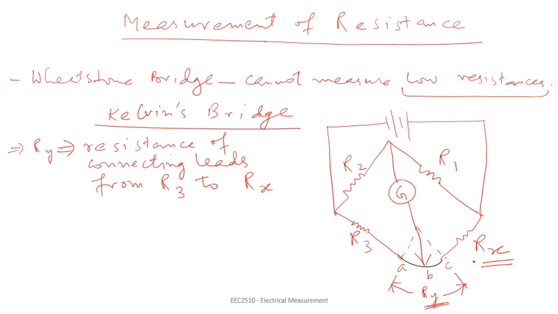In that case, the measured value of this unknown resistance will be higher than the actual value, and that will introduce some error. Whereas in the second case, if you connect the galvanometer to this point C, then this contact resistance Ry will be added to the resistance R3, and that will mean that the measured unknown value will be less than the actual, and that again will introduce error in your measurement. So these are the two extreme situations.